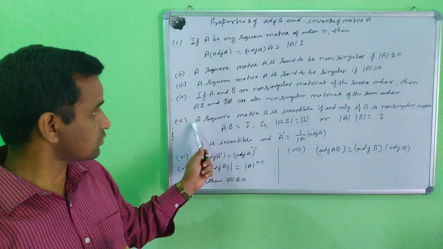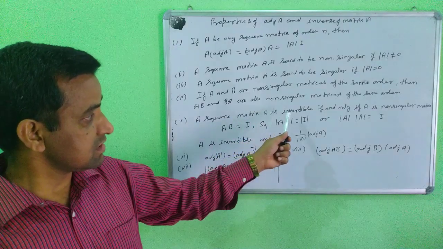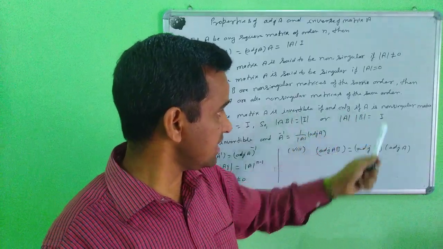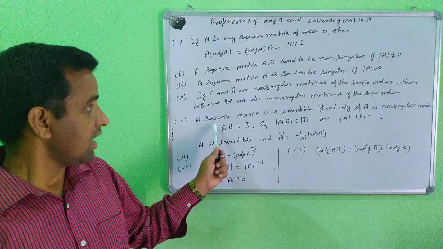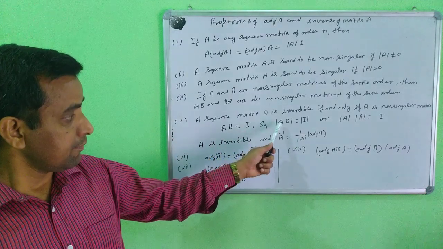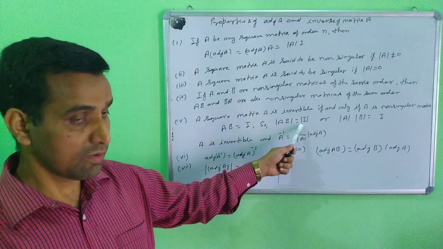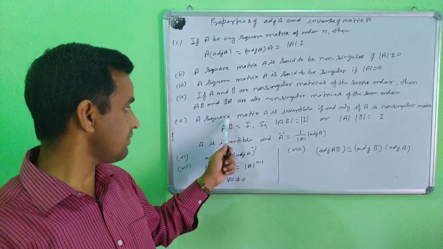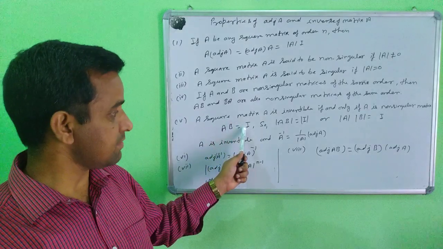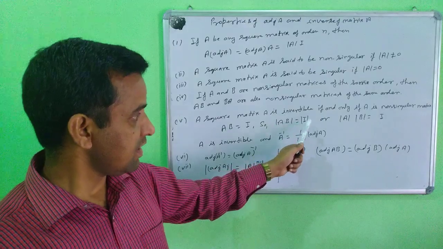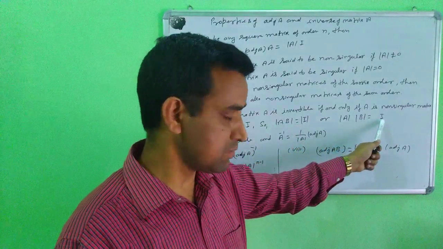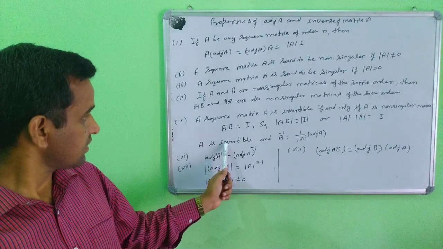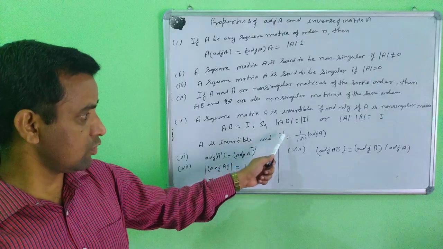Next, a square matrix A is invertible if and only if A is a non-singular matrix. If AB equals I, then the determinant of AB equals the determinant of the identity matrix. If the product of both matrices is the identity matrix, the determinants will be the same, and if you find the individual determinants and multiply them, it will become the same. Next, if A is an invertible matrix, then you can find the value of the inverse.